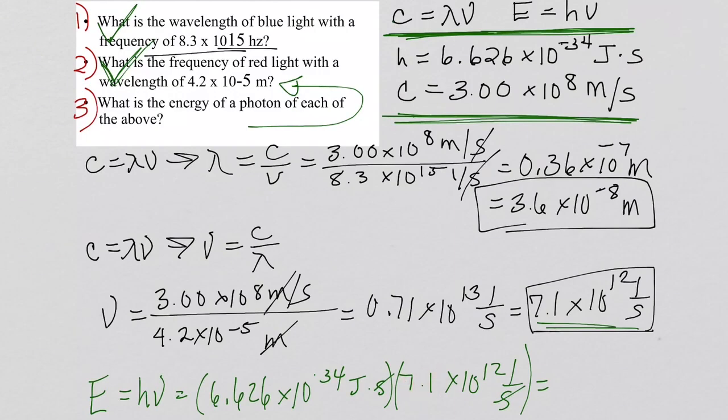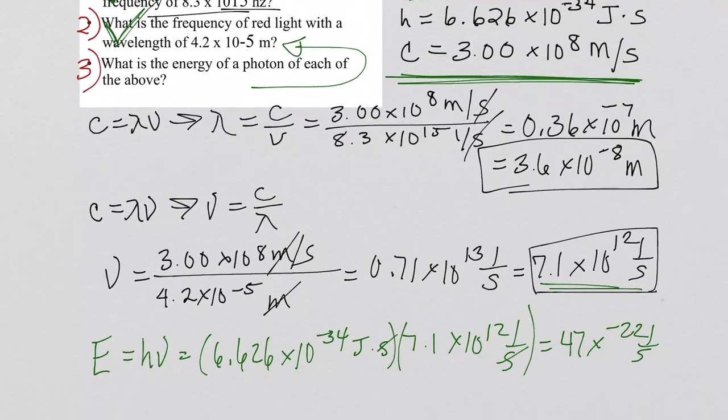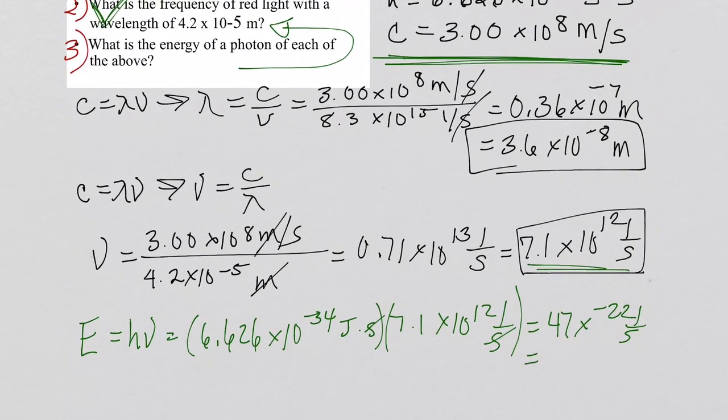I get 47. And then I add my negative 34 and 12 together, and I get negative 22. And all I have to do is just convert that into proper scientific notation. And since this number here got smaller, I'm going to make negative 22 bigger by turning it into negative 21. That is my answer. And that's how to do those problems, all three of them.